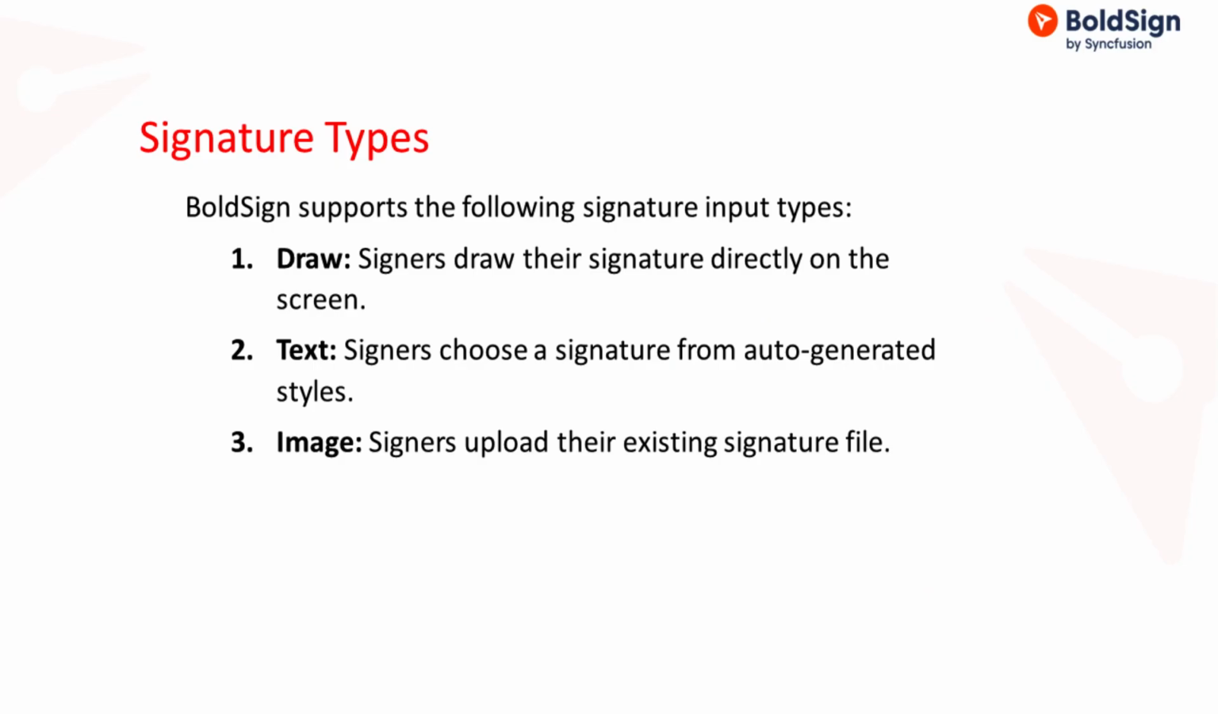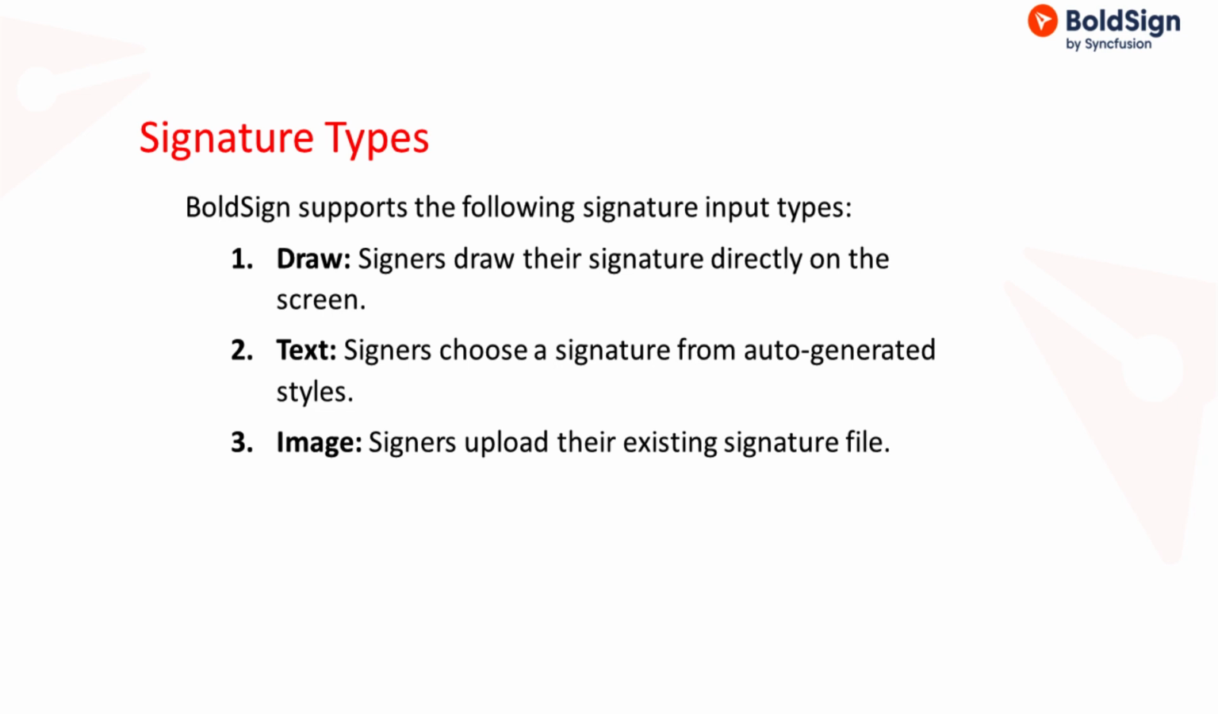A signature type refers to the distinct methods or formats signers can use to authenticate their signatures. Currently, BoldSign offers support for 3 signature types, including draw, text, and image. The draw signature type allows signers to draw their signature directly on the screen during signing.